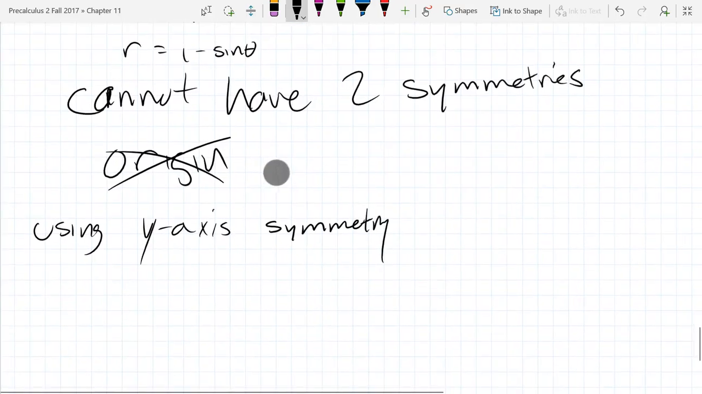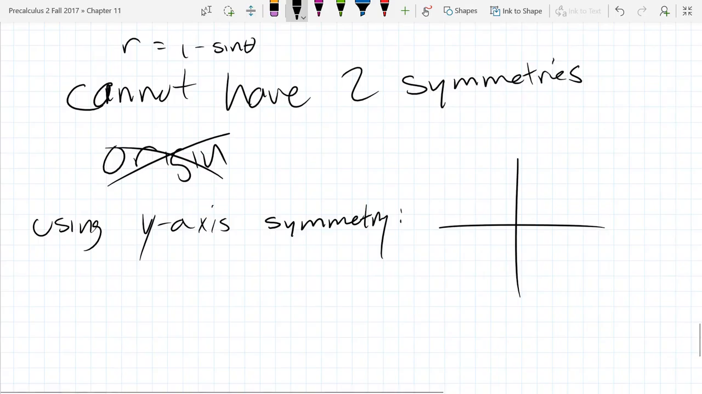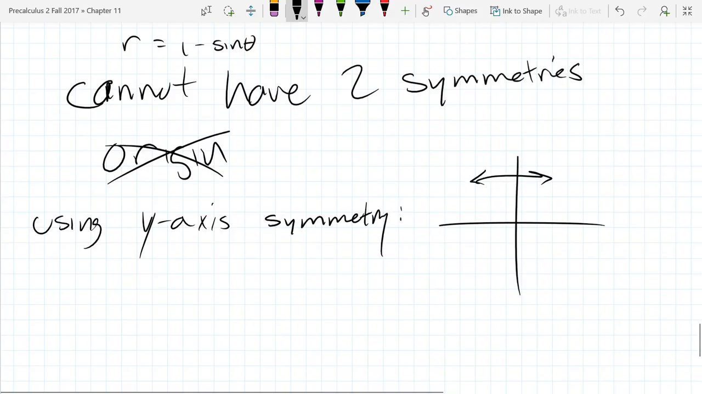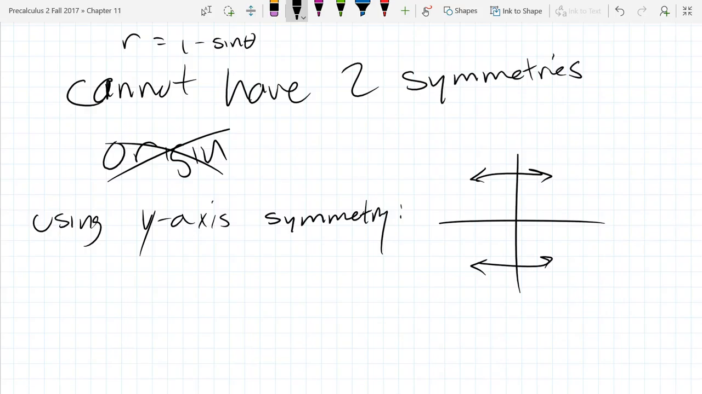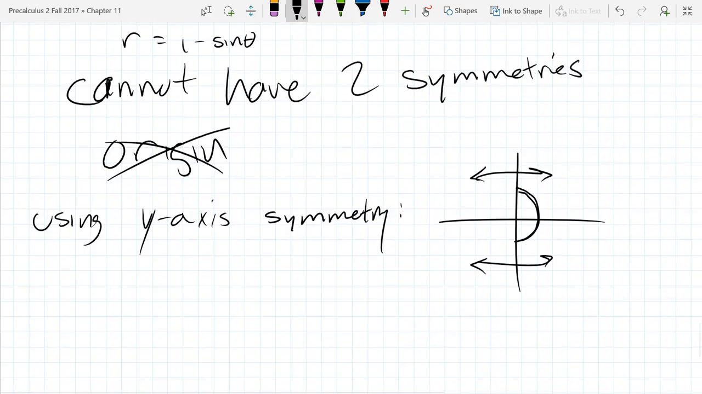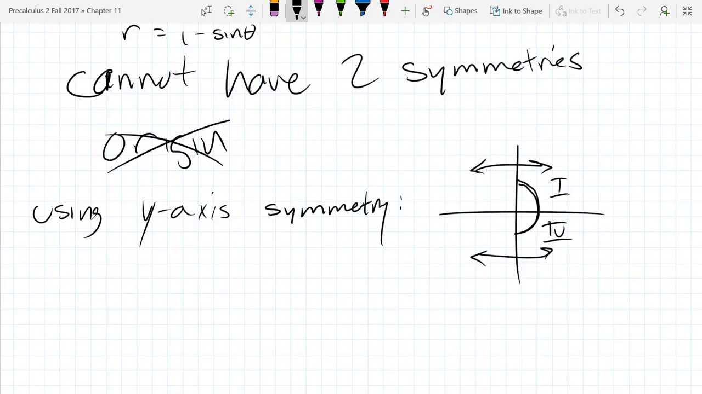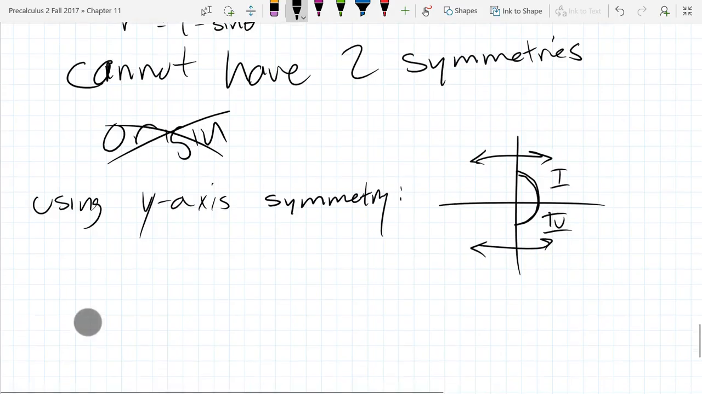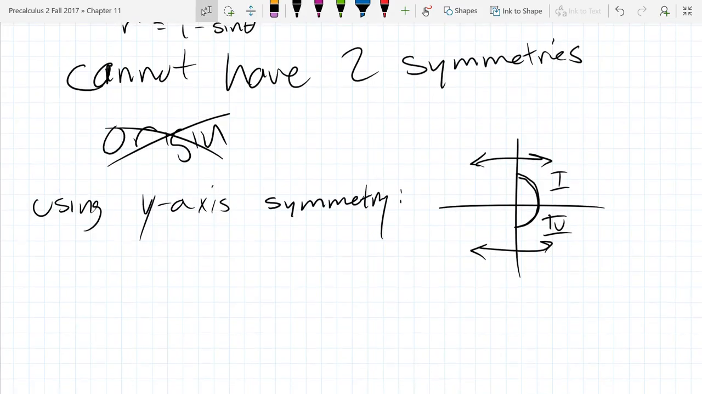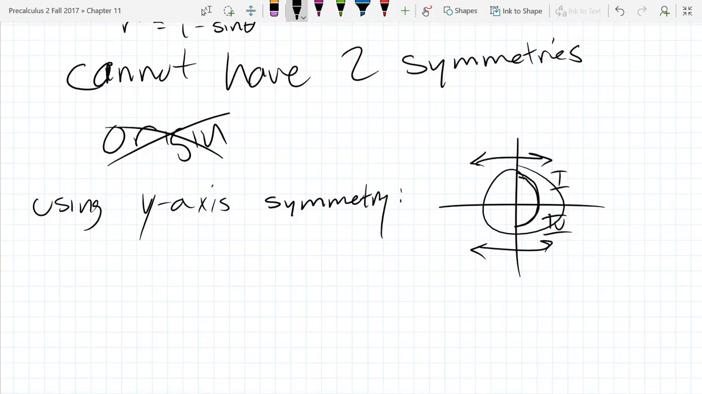So how do we use y-axis symmetry? First of all, you have to think of what does it look like. Y-axis symmetry means what happens on the right side happens on the left side. So it looks like this. If you know what happens on the right side, you know what happens on the left side, vice versa. So this means if I pick angles on the right side, I will get to build up the left side of the graph. So I'm going to use quadrant 4 and 1, so that when I apply symmetry, it'll reflect the graph across the y-axis, and I'll get the other side.